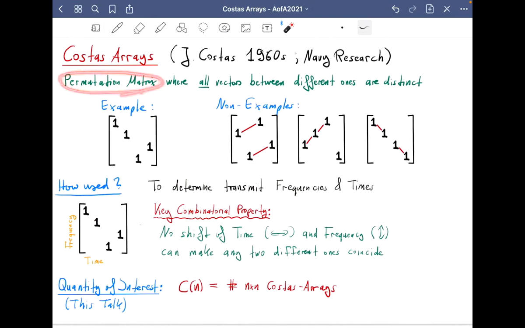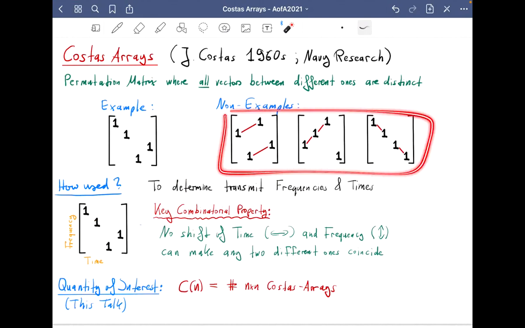So here on this right side, I depicted 3 permutation matrices which are not Costas arrays. Okay, so let's start here in the middle, with this example. Here you see you can connect these 2 ones, you get a certain vector, and this vector actually coincides here with this second pair of ones. So the fact that between here and here you can draw the same vector violates this Costas condition.